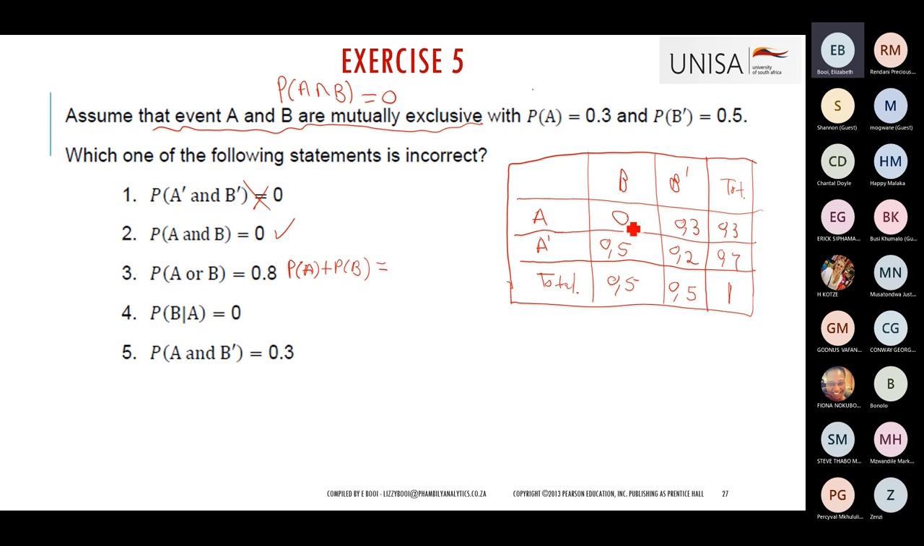The probability of A is 0.3. The probability of B is 0.5. And that should give you 0.8. And that's how you evaluate. The next one.